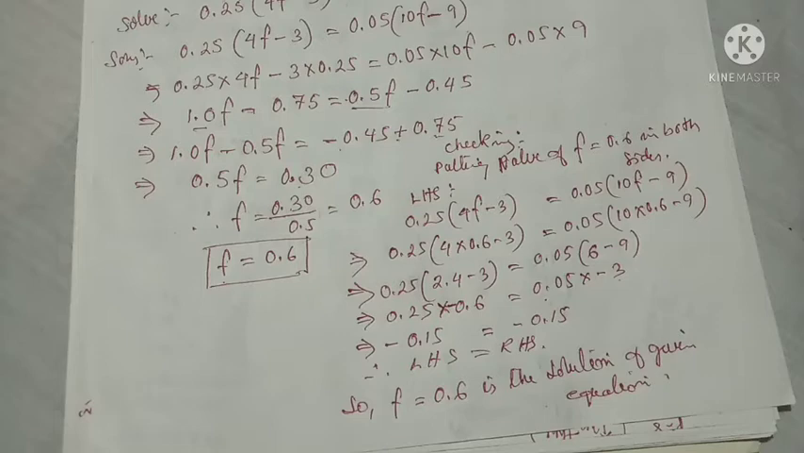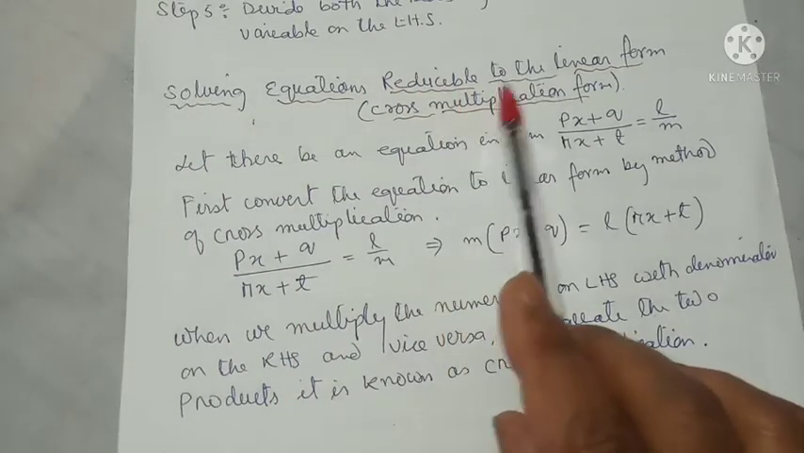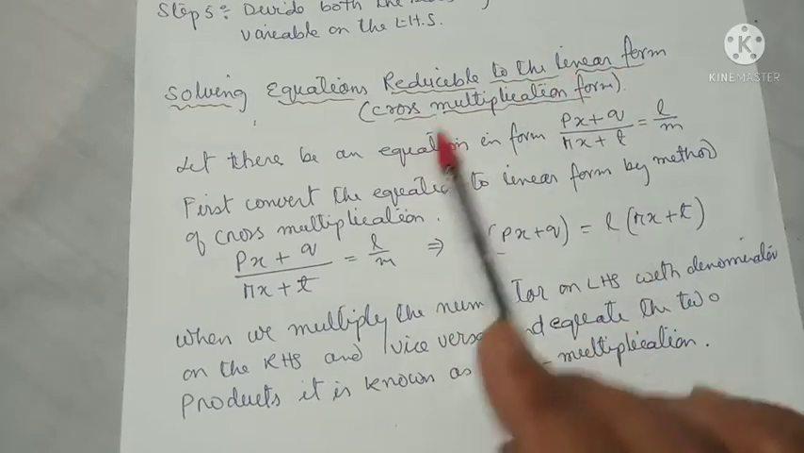So we'll continue with the next part, the last part of this chapter. That is solving equations reducible to linear form, that is in the form of cross multiplication.